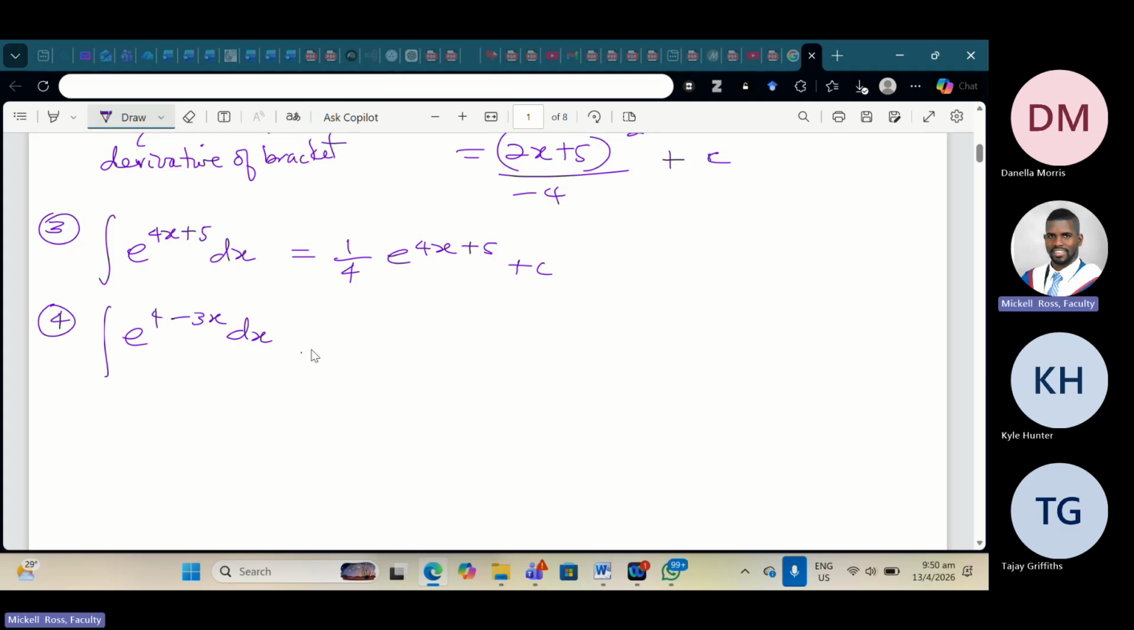All right, let's see if we have the same thing. It's going to be 1 over negative 3 e to the 4 minus 3x plus c. Did we get that answer? Not hearing from anybody. Go again.